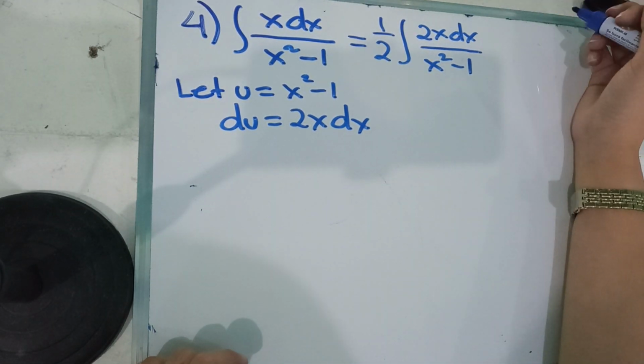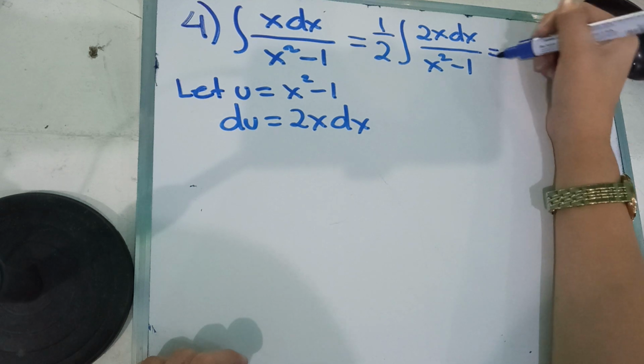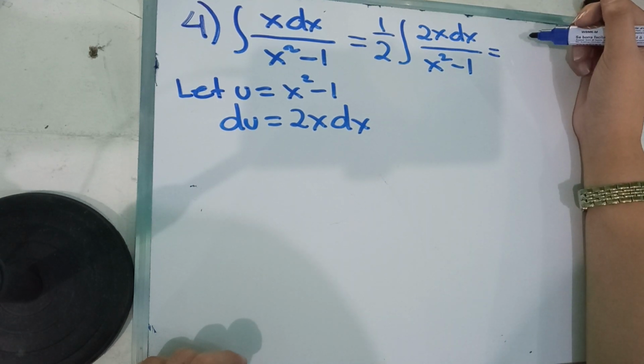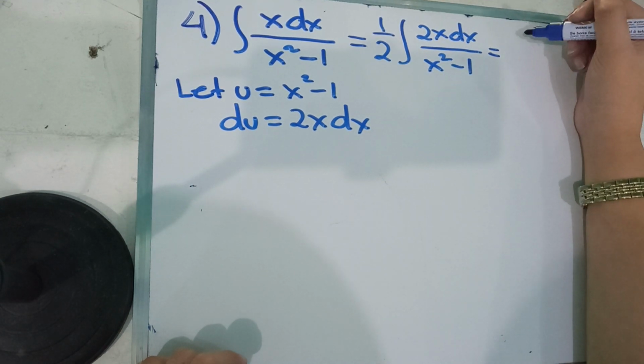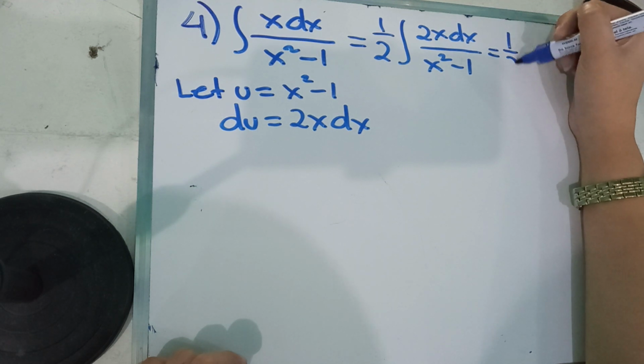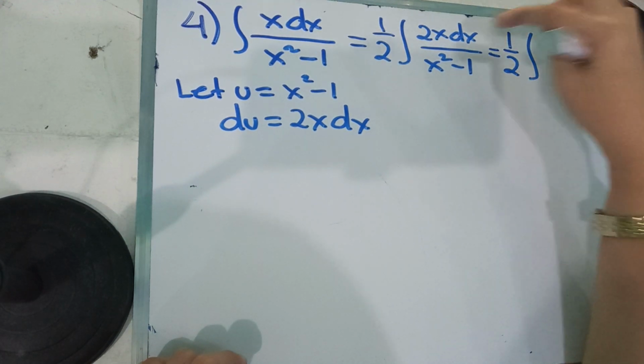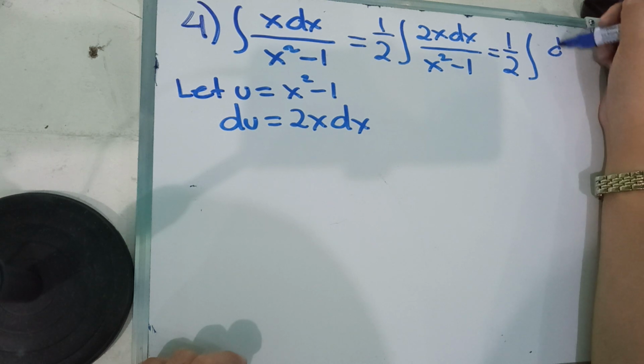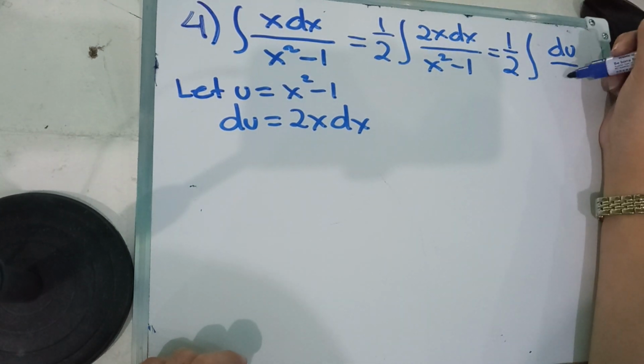Okay. Now, using U substitution, that's 1/2 the integral of 2x dx, that is du, over x squared minus 1, that is u, right?